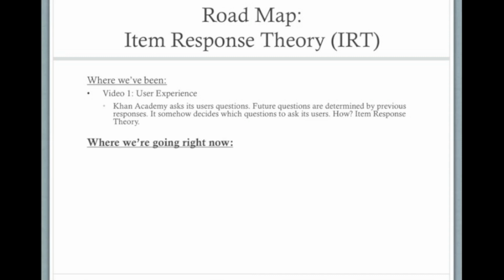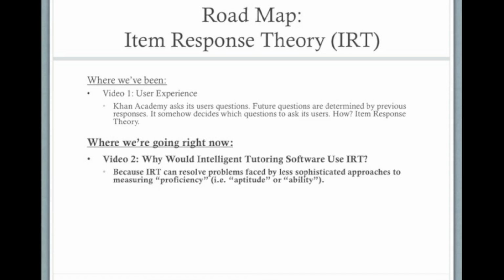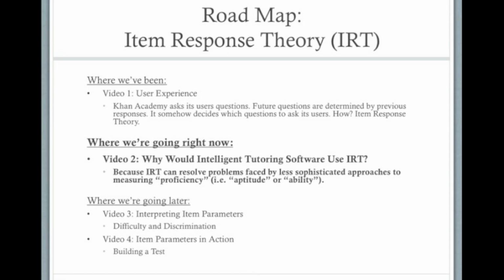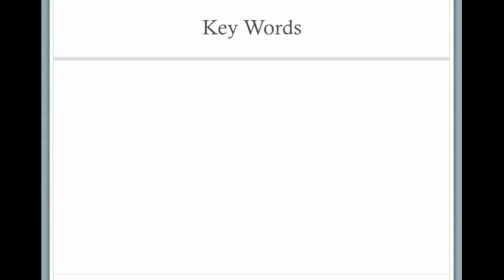Where we're going right now. We're going to look at why intelligent tutoring software would use IRT in the first place. The answer is because IRT can resolve problems faced by less sophisticated approaches to measuring proficiency. I'll use the word proficiency. Also, in the IRT world, you'll see people use the words aptitude or ability interchangeably. Then in video 3, we're going to look at interpreting item parameters, and in video 4, we're going to see how to take these item characteristics and build tests effectively.